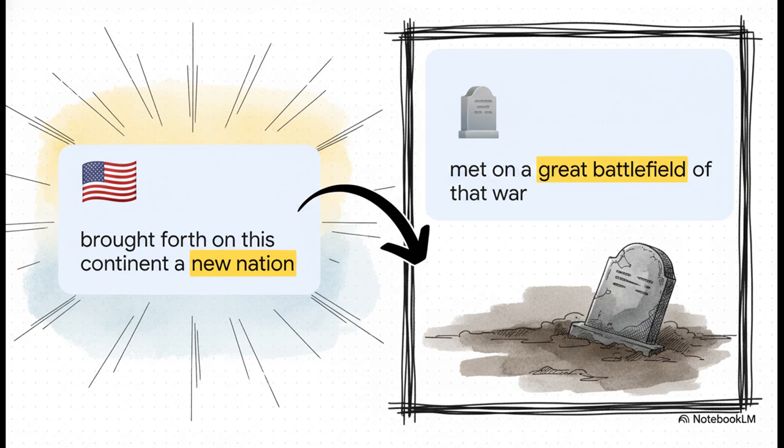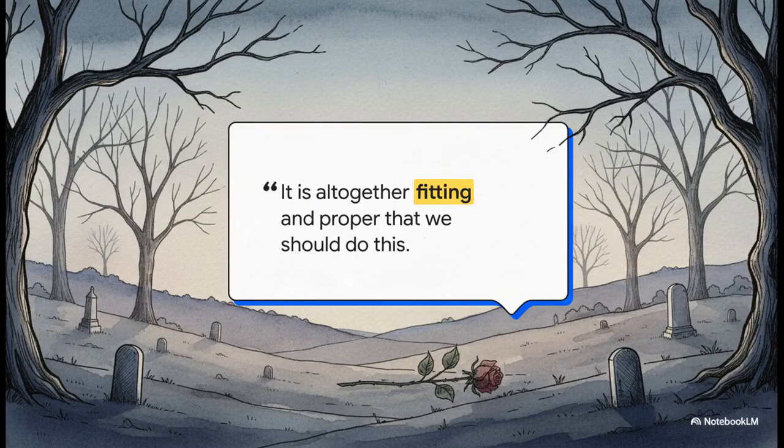To make that massive shift work, an orator is physically forced into a slow, heavy, super deliberate pace. You literally cannot rush these words if you want them to land. And that slow, heavy pace drops us into what is arguably the quietest, most solemn emotional valley of the whole speech. Listen to this. It is altogether fitting and proper that we should do this.